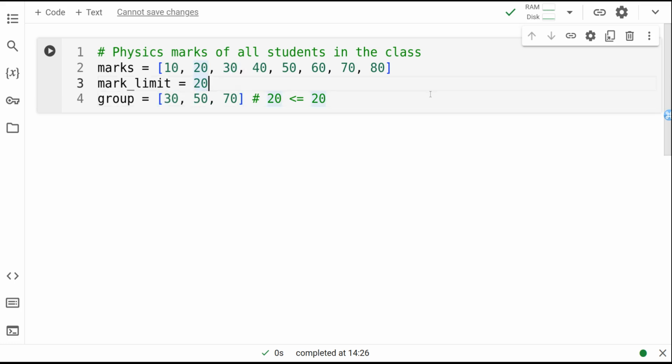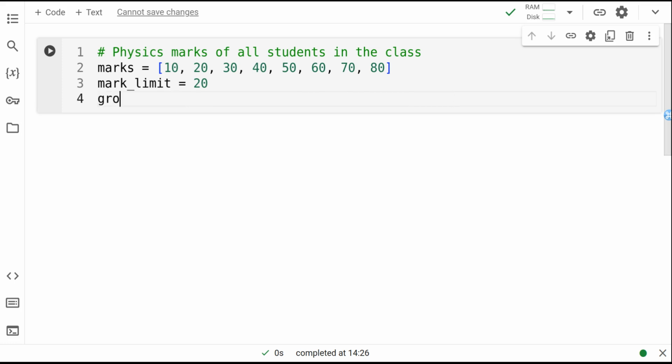Can we reach the conclusion that this group is a valid group? Not yet. You have to take every pair of students. So take 50 and 70. The difference between their marks is 20, which is less than or equal to mark limit. So far so good. But then we have one more pair remaining, which is 30 and 70. The difference between their marks is 40, which is greater than 20, the mark limit. Therefore, this is not a valid group. This cannot be a valid group, and it does not satisfy the second constraint.